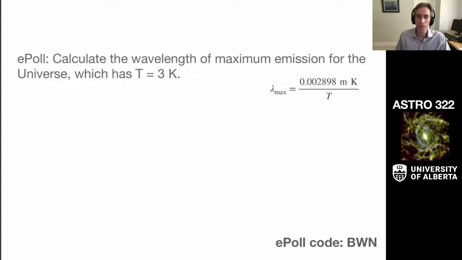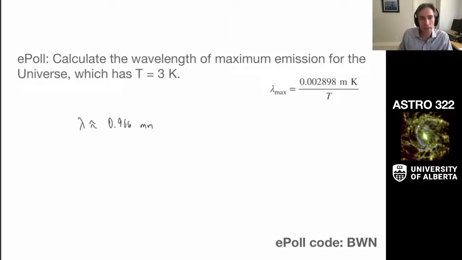Awesome. People are just cracking this out. You literally put 3 into this formula, and it gives you 0.0966, so lambda is 0.966 millimeters. That's about 1 millimeter in terms of wavelength. I'll give you a couple minutes on that just for poll latency, but as a direct application, we'll often have to work out the maximum wavelength that corresponds to the temperature of a thermal emitter.